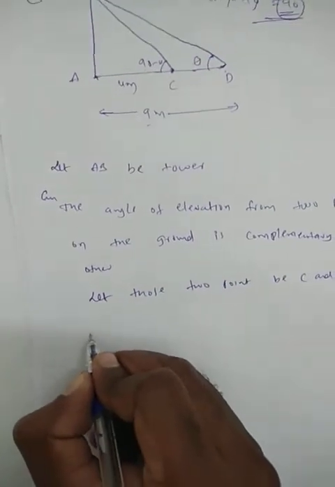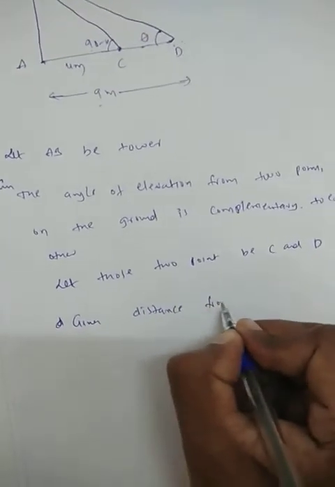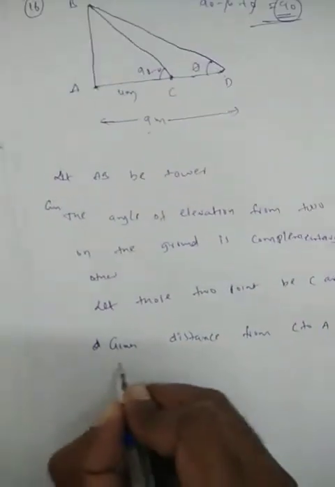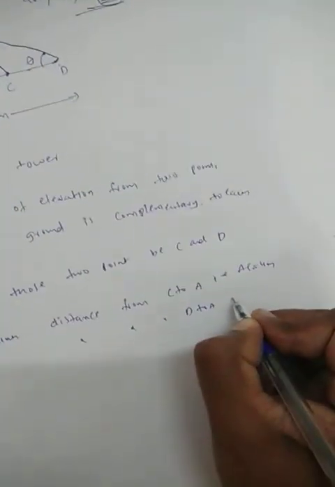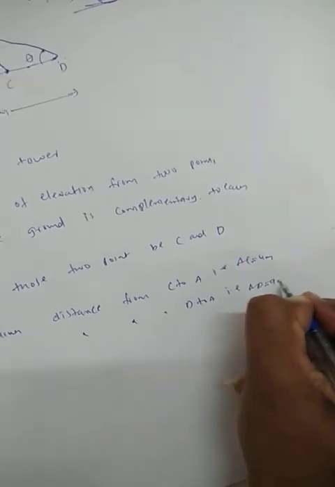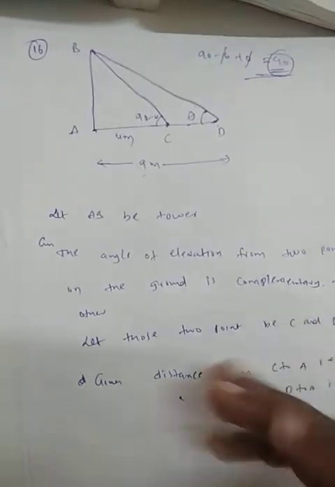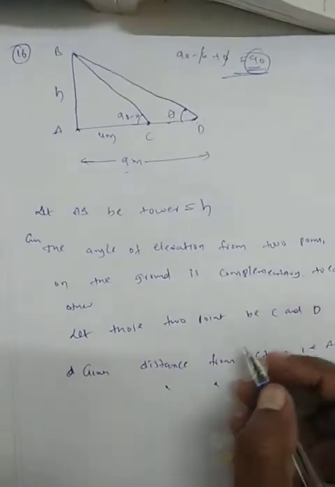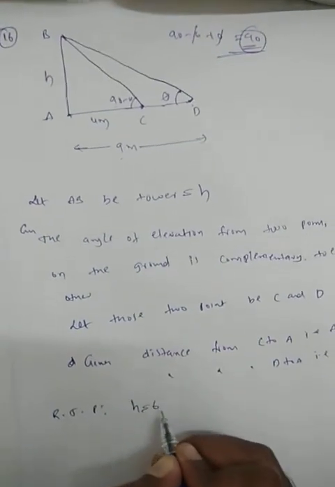Given distance from C to A, that is AC is equal to 4 meters, and the distance from D to A, that is AD, is 9 meters. So what do we want to find here? Let the height of the tower AB be equal to H. We are required to prove H is equal to 6. They told us to show the value of H as 6 meters.